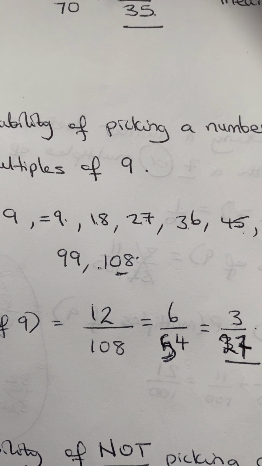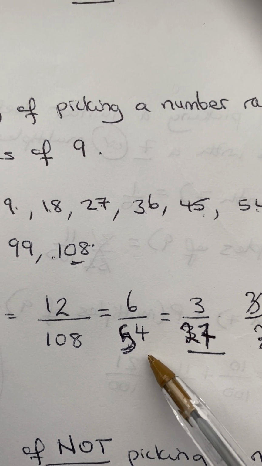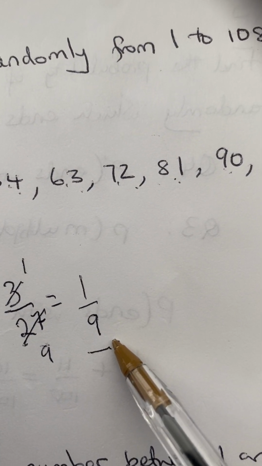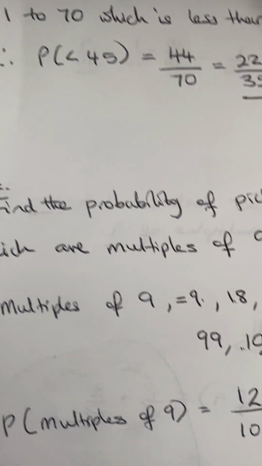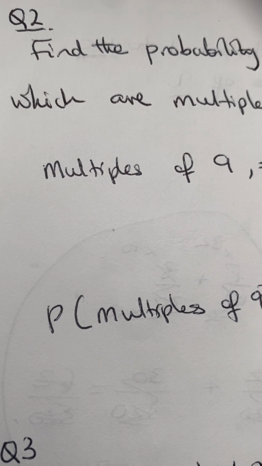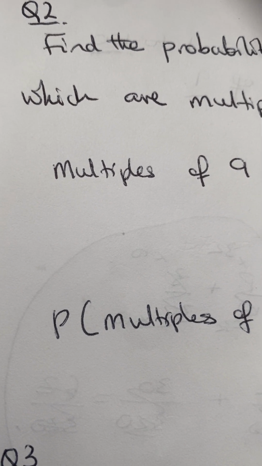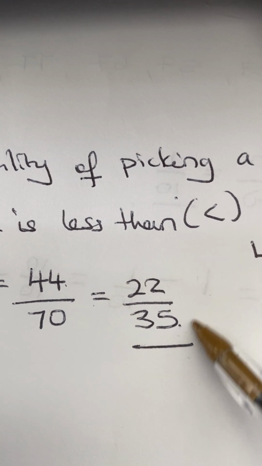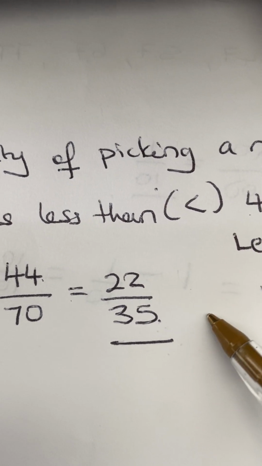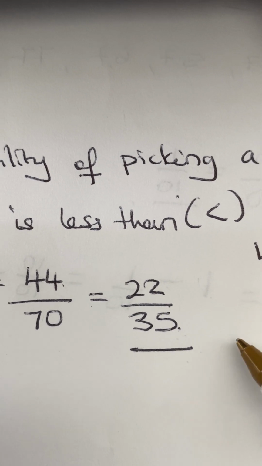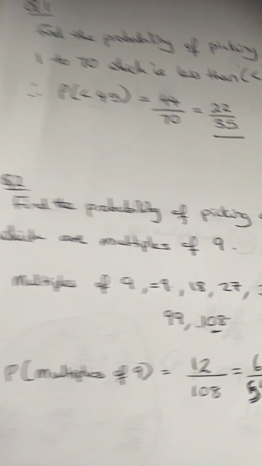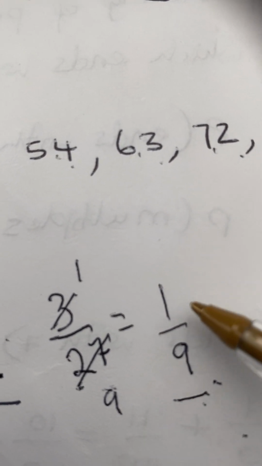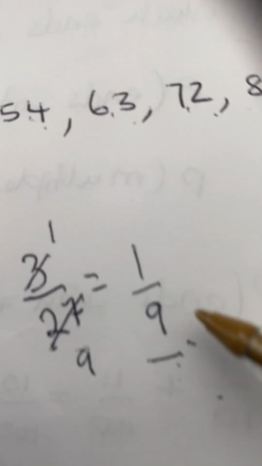So our probability is 1 out of 9. That is 54, not 64. So the probability here is 1 out of 9. Now, let's look at the third question, and look at the first answer. 22 out of 35 is not a top-heavy fraction, so definitely it's less than 1. We said probability answers should always be less than 1. The second answer, the one we just did, 1 out of 9, is also not a top-heavy number, so it is less than 1.